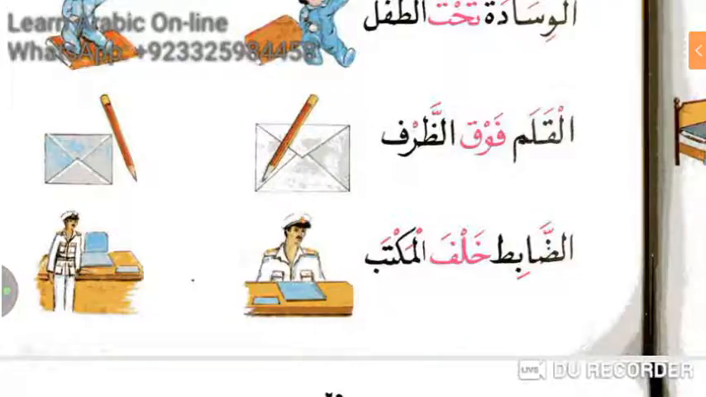What makes that a meem? What is it that makes that a meem? I'm trying to figure out where's the meem. Alif Lam, then under the Lam we have Meem. Alif Lam Meem. Okay, so almaktabu, khalfa almaktabi. The officer is behind the desk.